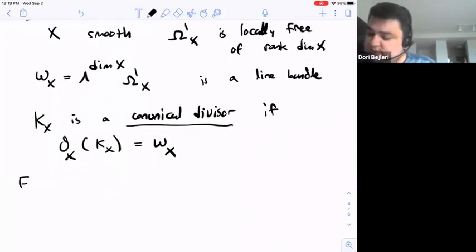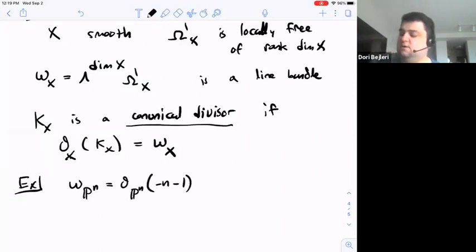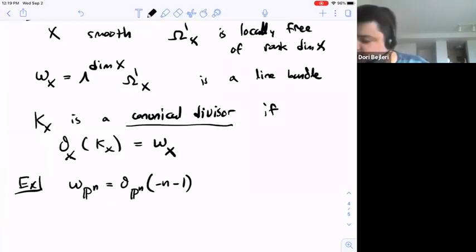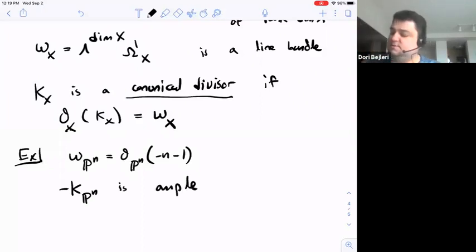So the basic example, which will become important, is projective space. So the canonical sheaf of projective space is this line bundle O_{P^n} twisted by minus n minus 1. In particular, note here that minus a canonical divisor for projective space is ample, because then we have a positive twist.